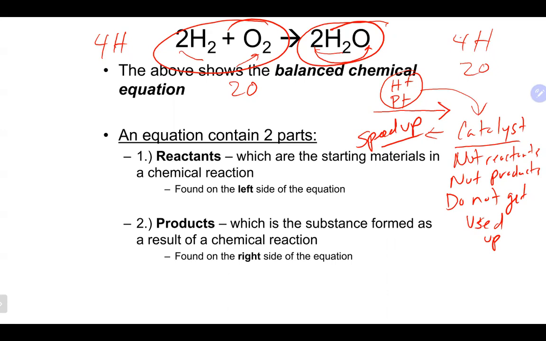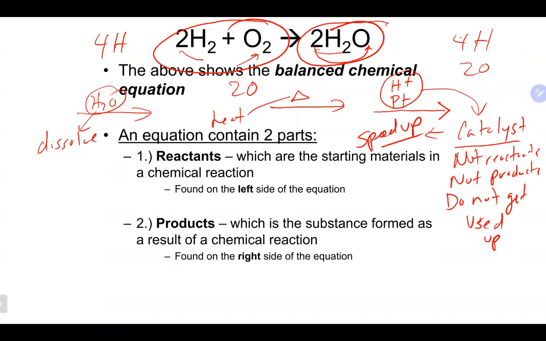Other things you'll sometimes see up on top of the arrow is a little delta symbol, and that usually means heat was applied. You may even see water written on top of the arrow, which usually means something was dissolved in water. So that's another thing that's sometimes put up on top of the arrow.